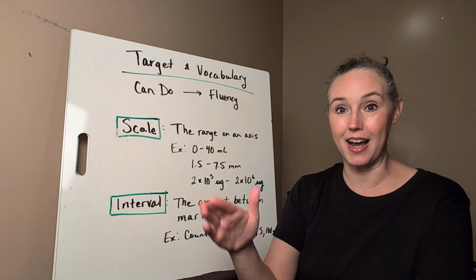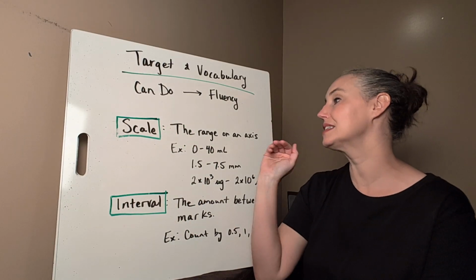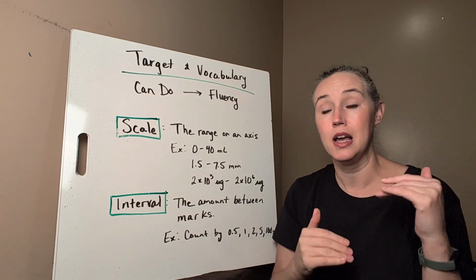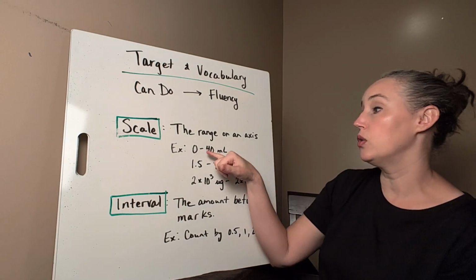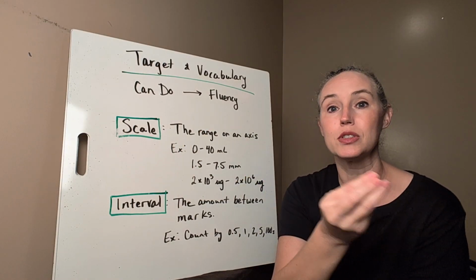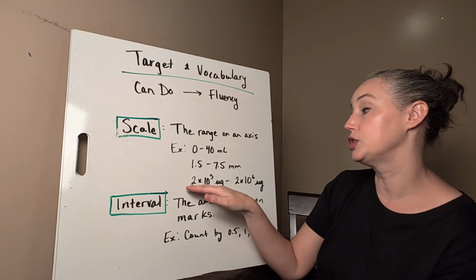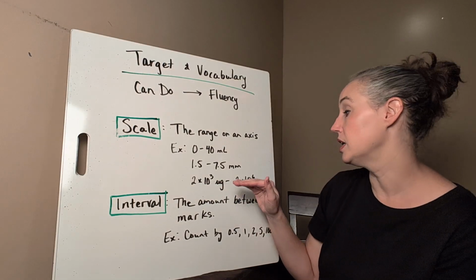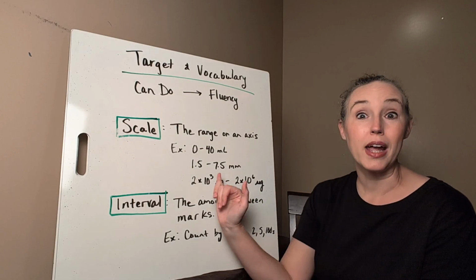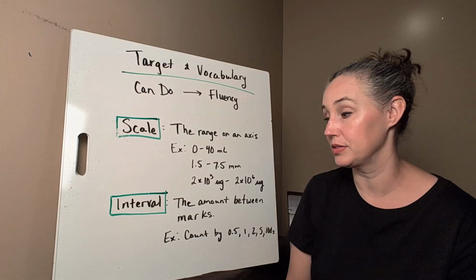But before we get into that, let's differentiate between scale and interval. Scale is the range on the X or Y axis. It's the range of numbers. Now, you can go from like 0 to 40, but scale doesn't always have to start at 0. Maybe it's 1.5 to 7.5, or 2 times 10 to the 3 micrograms to 2 times 10 to the 6 micrograms. Yeah, that's much more AP Bio style data that you're going to have to see and know how to graph.